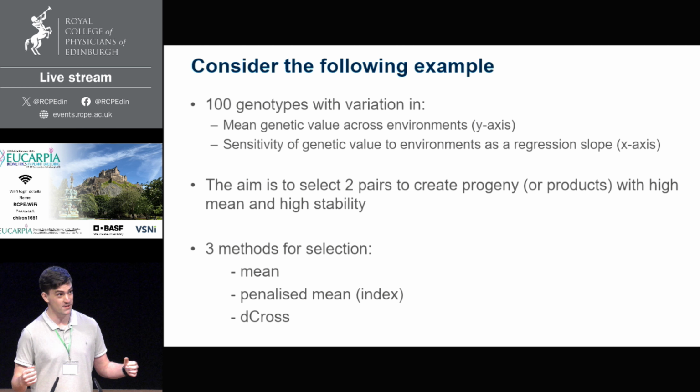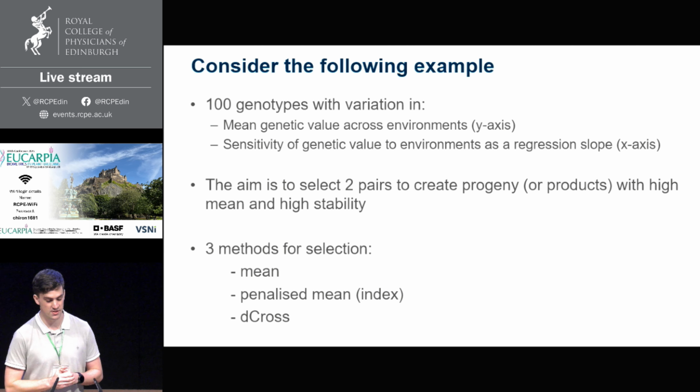So I'm just going to work through a really simple example here that tries to highlight why this might be a problem. I've got 100 genotypes in this little toy example. They've got variation in their mean genetic performance across environments, and then variation in their sensitivity to their genetic values.